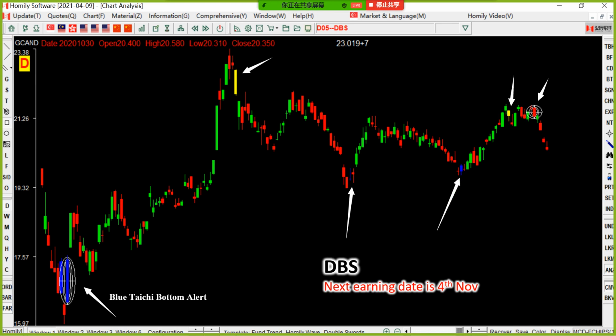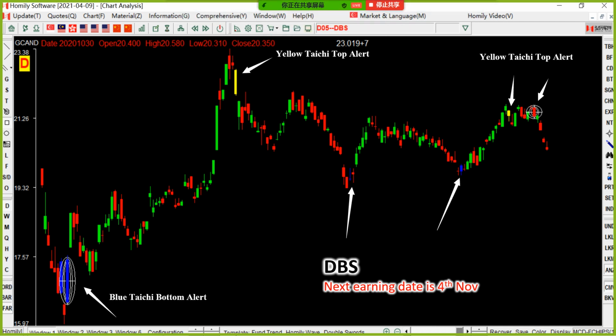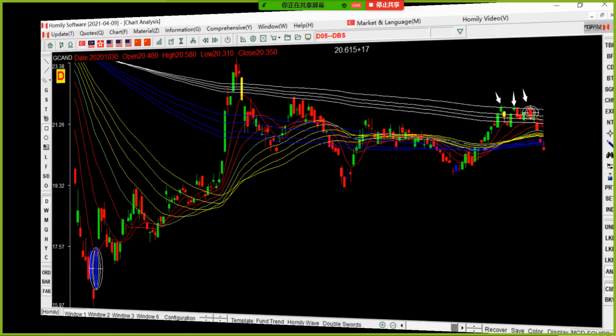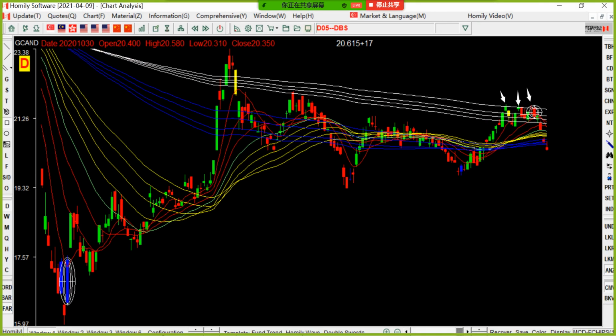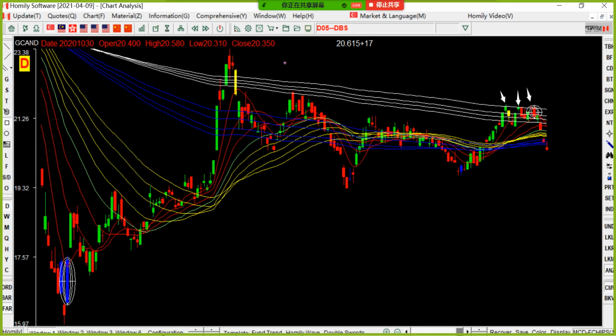Okay, blue Taiji, yellow Taiji, and yellow Taiji top alert and 10 black hole top alert. And remember, sometimes we must combine not only the bottom catch or top escape signal, we also need to combine the trend or momentum indicator like this. You see? Wow, very amazing.